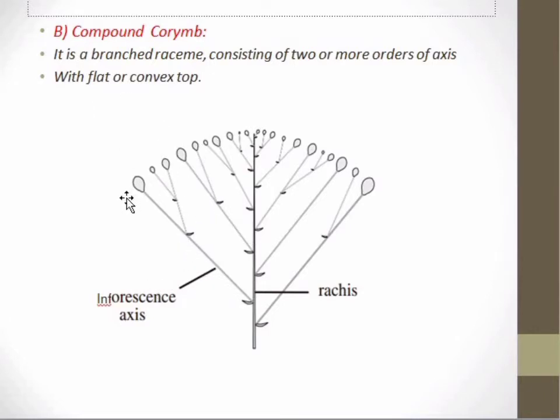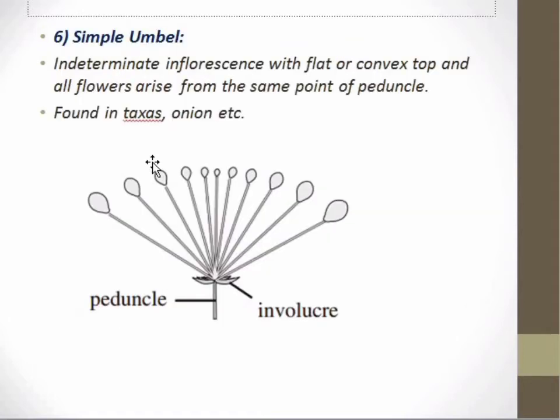And it may also have a convex top, like this is a convex top. It may also have a flat top. Simple umbel: indeterminate inflorescence with flat or convex top, and all flowers arise from the same point of the peduncle. Found in onion. In this case, all the flowers arise from the same point. Look at this point. This is the same point. From this same point all flowers arise.